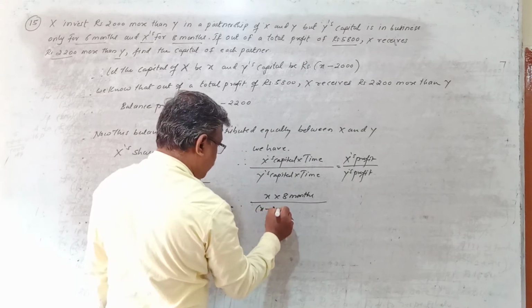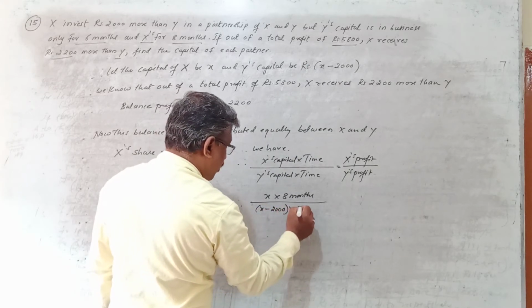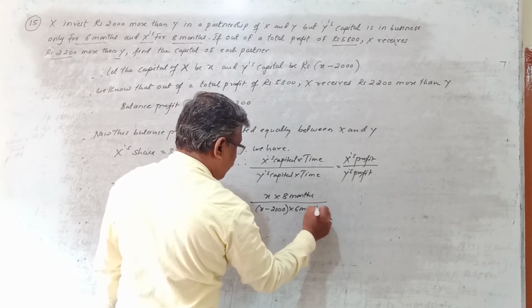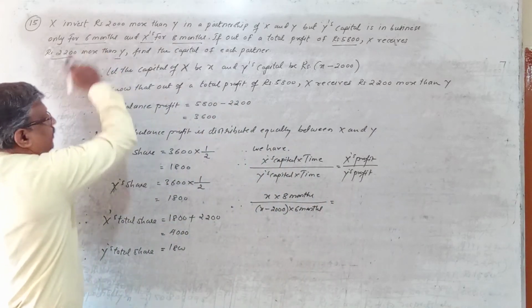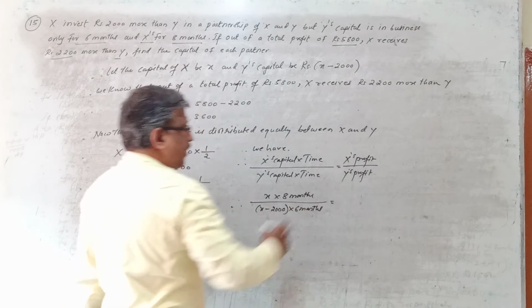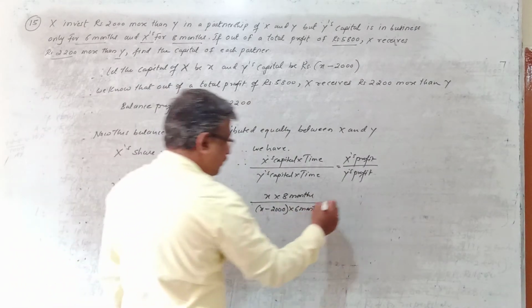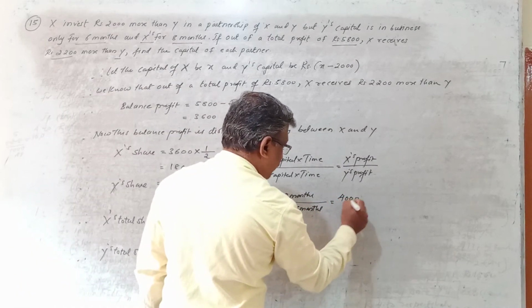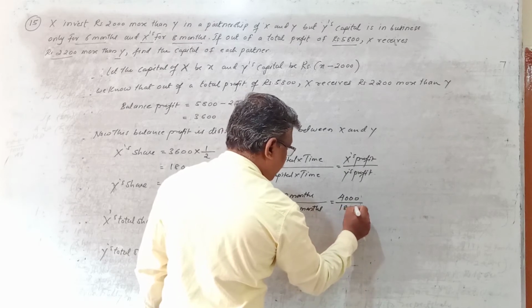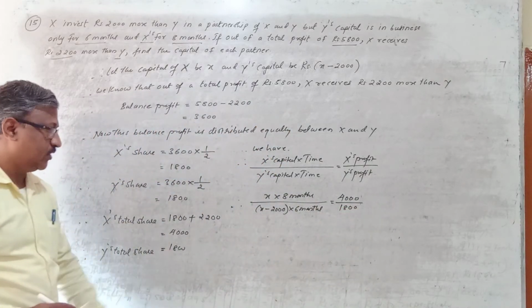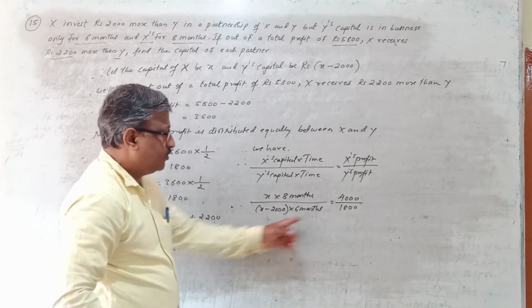X minus 2000. This we have to multiply by how many months? It is 6 months, because he has invested his capital for 6 months. That is equal to X's profit, which we have calculated as 4000, divided by Y's profit, which we have calculated as 1800. And just simplify this.